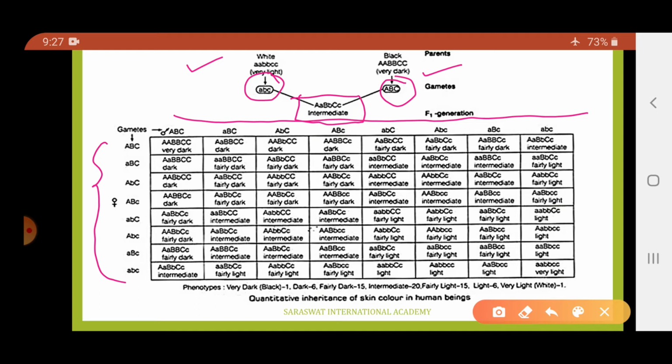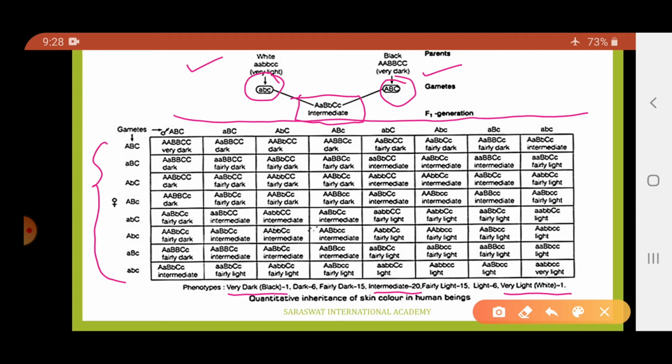So now students, out of the 64 outcomes developed, only one individual is a very dark individual, one individual is a very light individual, and 20 individuals are intermediate individuals. It means they have 3 dominant genes and 3 recessive genes. Here very dark means all dominant genes. Very light means all recessive genes.